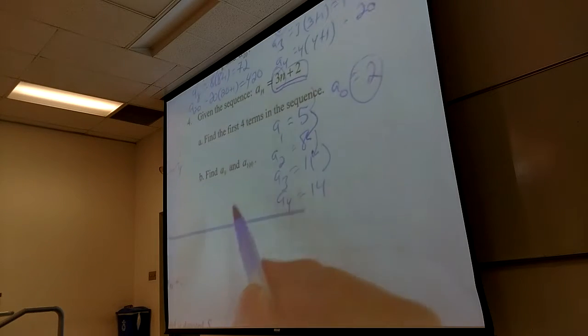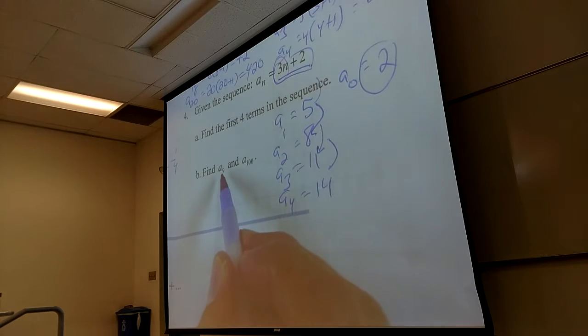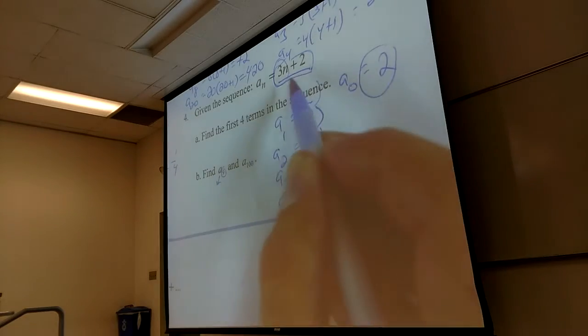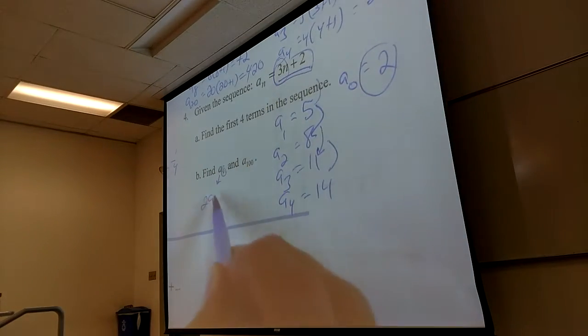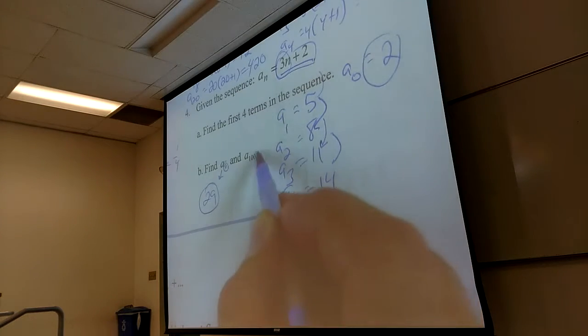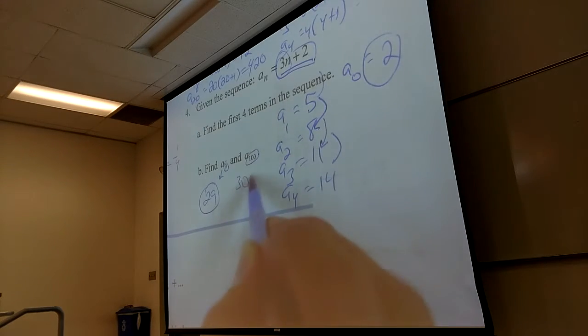And then these are easy enough, right? Just gotta plug those things in. What do you plug in for this guy? Yeah, you plug in 9. 3 times 9, 27 plus 2 is 29. And then here you plug in 100. 302.